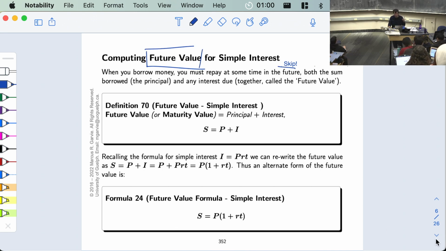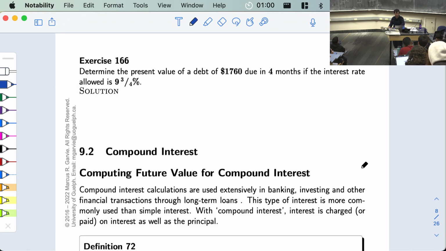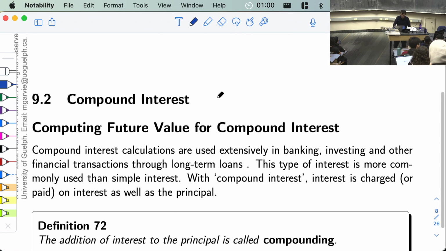I do want to do a little bit on compound interest before we go. So we're jumping to compound interest, which is this idea of the interest on your interest. So far we've only talked about simple interest. Simple interest was linear.